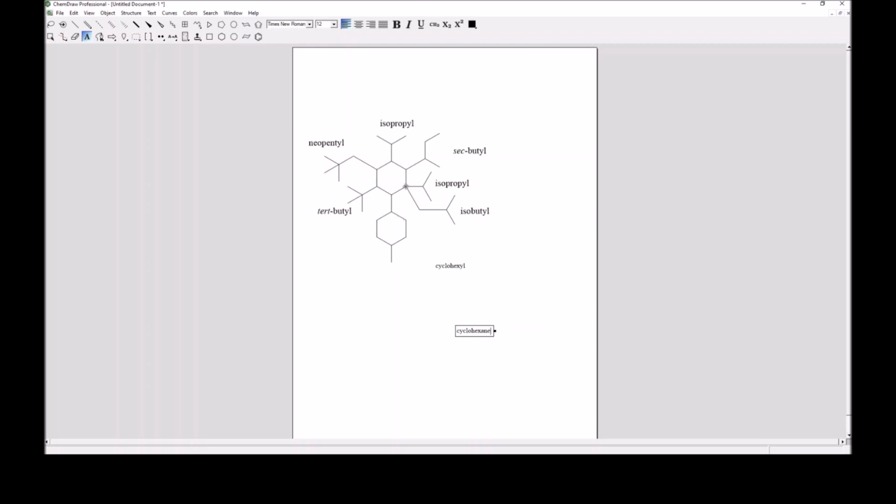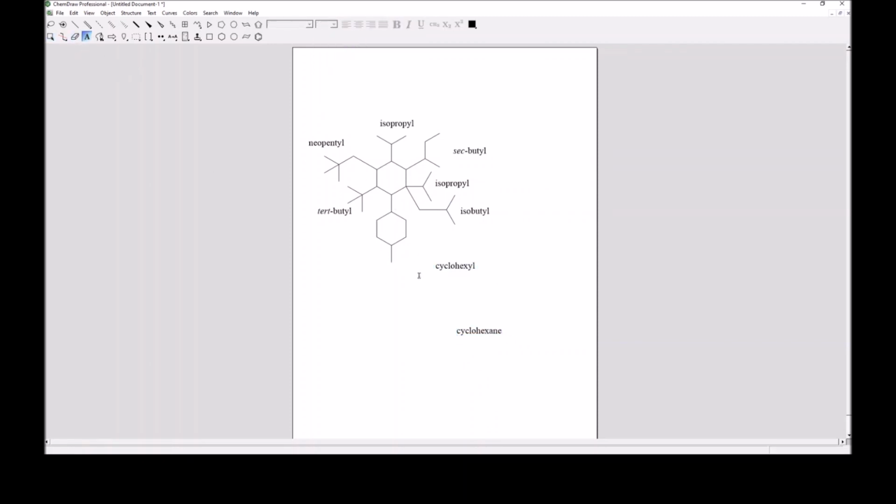The reason that I chose this to be my parent chain is because it has 6 carbons and it has the most substituents coming off of it. If I were to call this my parent chain, then it would only have 2 things coming off of it. Remember, when you have parent chains of equal length, then you choose the parent chain that has the most number of branches coming off of it.